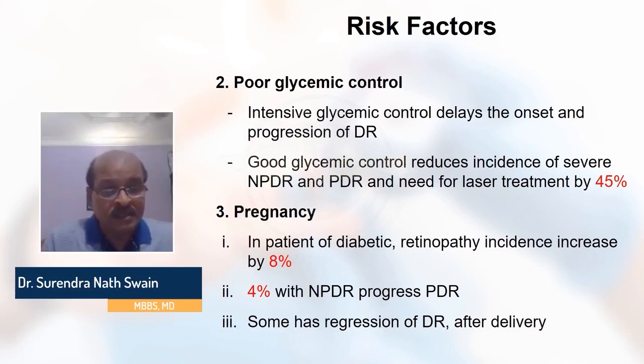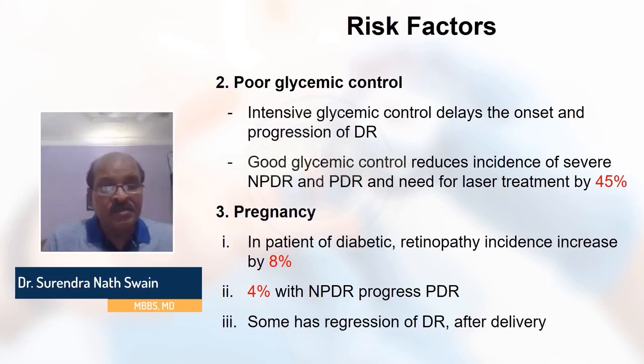What about pregnancy? In a patient with diabetic retinopathy, the incidence increases by 8% in a pregnant female. 4% with non-proliferative diabetic retinopathy progress into proliferative diabetic retinopathy.